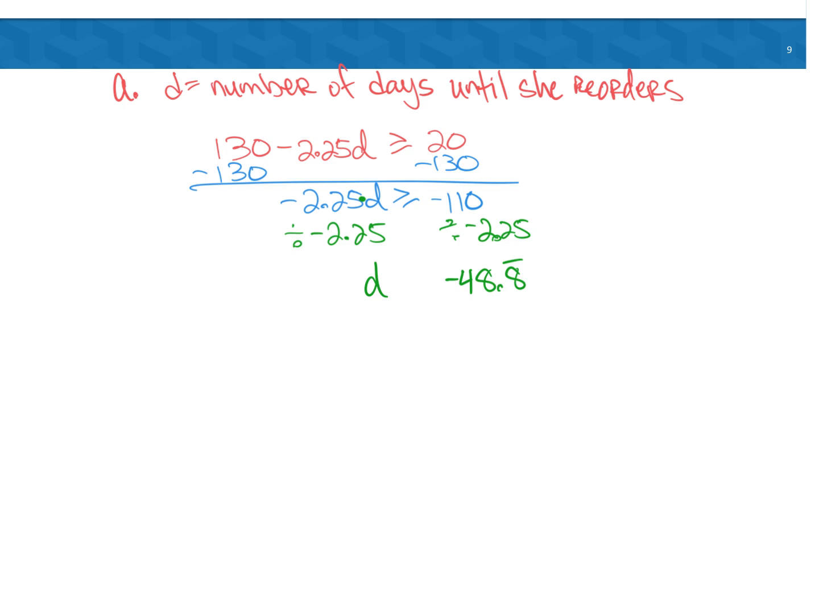Oh, I multiplied or divided by a negative on both sides of the equation. So what do I need to go ahead and do? I need to flip that sign. So we have D is less than or equal to 48. Sorry, that should be positive 48.8 repeated. So then in B, we need to go ahead and write an equation, right?